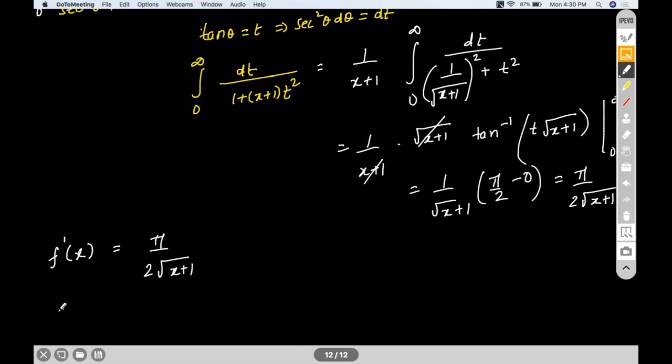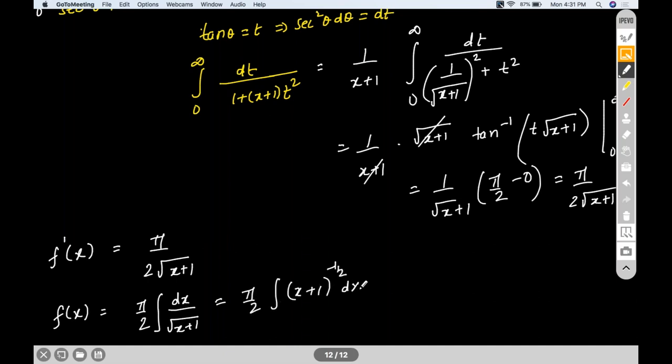So to find f of x, it's pretty easy. We have to integrate with respect to x. Okay, right? So what will this become? This will become π/2 times the integration of (x + 1) to the power of negative half, which is nothing but π/2 (x + 1) to the power half, divided by half, so into 2, plus a c. Don't forget the c. I'm telling you, the c is very, very important and many people will forget it. So this will become π times root of (1 + x), plus a c.